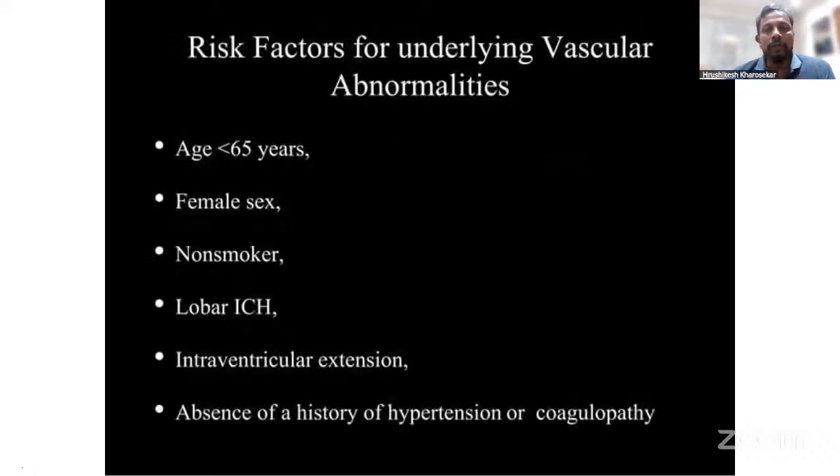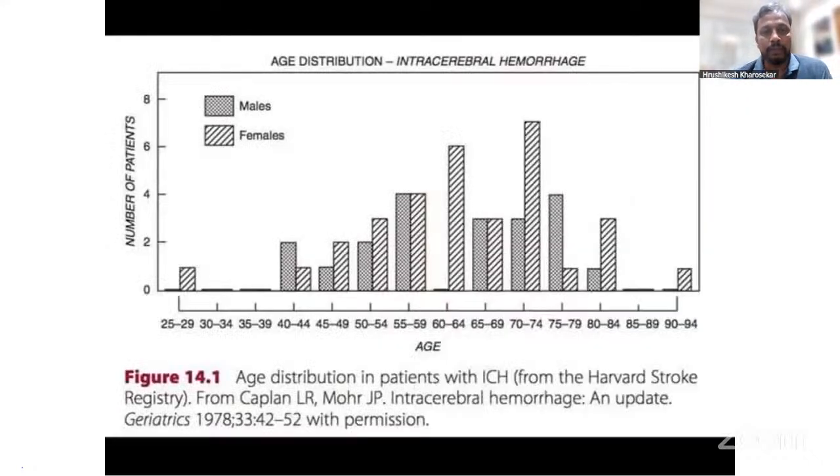The risk factors for underlying vascular anomalies are age less than 65, female sex, non-smokers, commonly seen in lobar ICH, and patients with intraventricular extension. So this is the chart showing the age distribution. It increases with the age of more than 55 and up to 80.